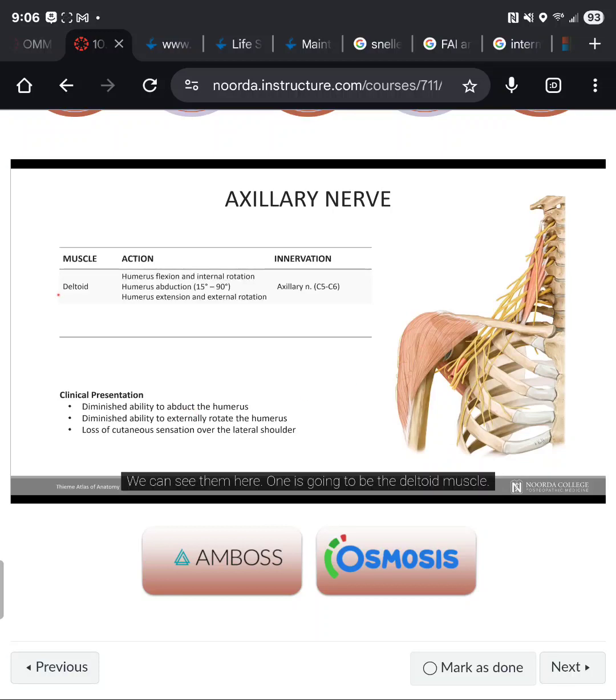One is going to be the deltoid muscle, and that muscle basically does everything. The anterior fibers, which are pictured here, help with humeral flexion and internal rotation.